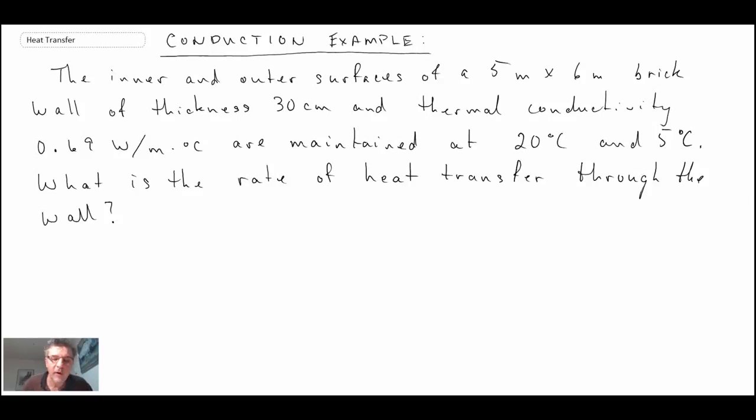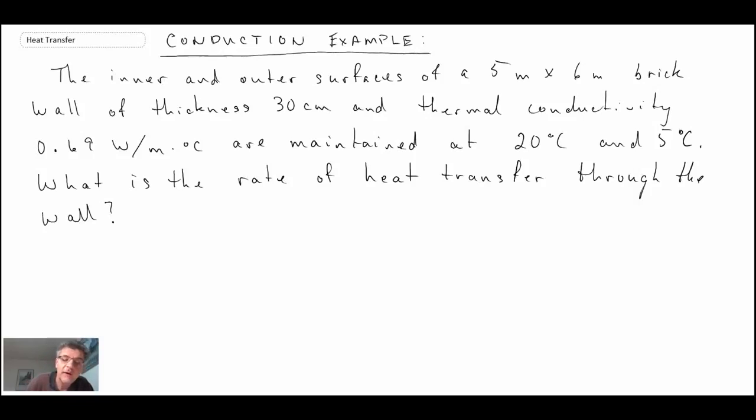Okay, so there's our problem statement. We're given a brick wall, and we're told that one side of it is at 20 degrees C, the other side is at 5 degrees C. It's 30 centimeters or 12 inches thick. We're given the thermal conductivity, and we're asked to solve for the rate of heat transfer going through that wall.